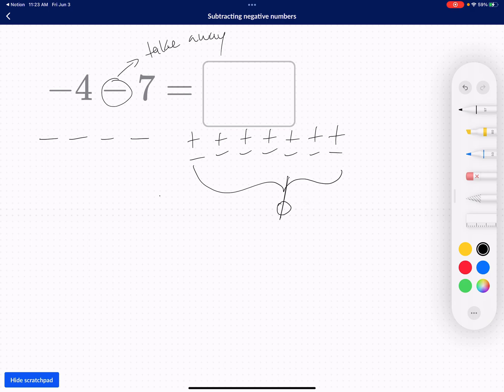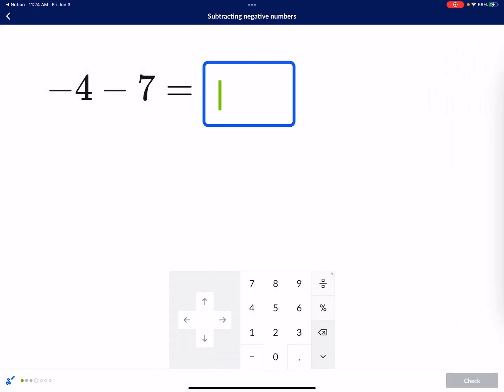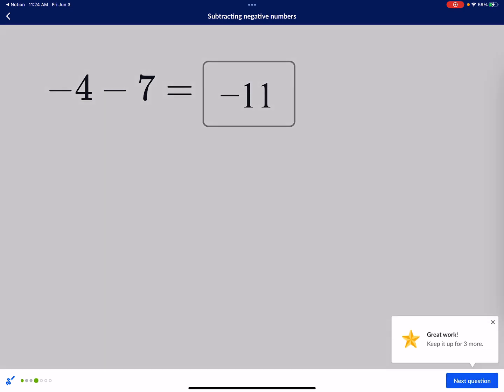Now from here, I can actually take away 7 positive counters because this number is 7. If there was a negative sign here, then that would be -7, but we're not doing that. We're taking away 7 positive counters. So let's take it away. I have 1, 2, 3, 4, 5, 6, 7. And what does that give me? I have 1, 2, 3, 4, 5, 6, 7, 8, 9, 10, 11. So that means I have 11 negative counters, and my answer is -11.